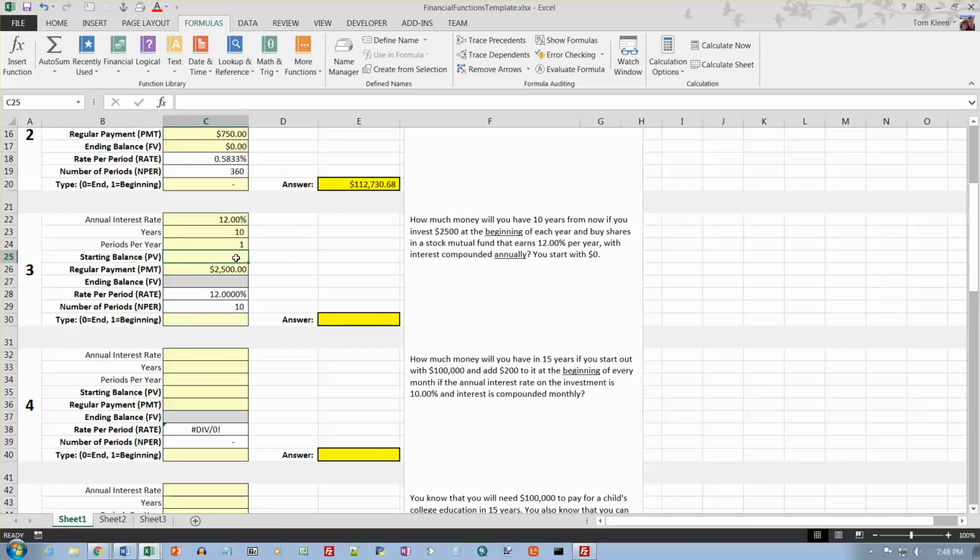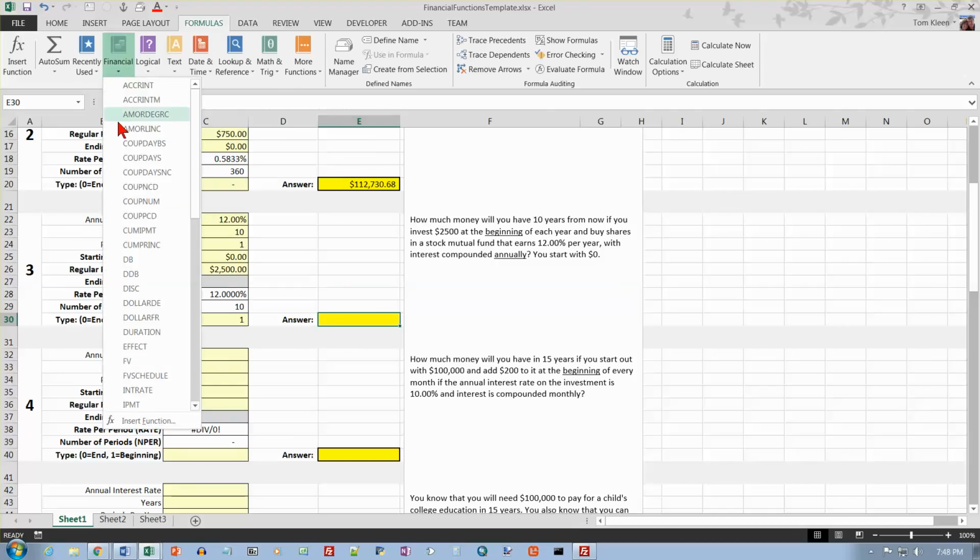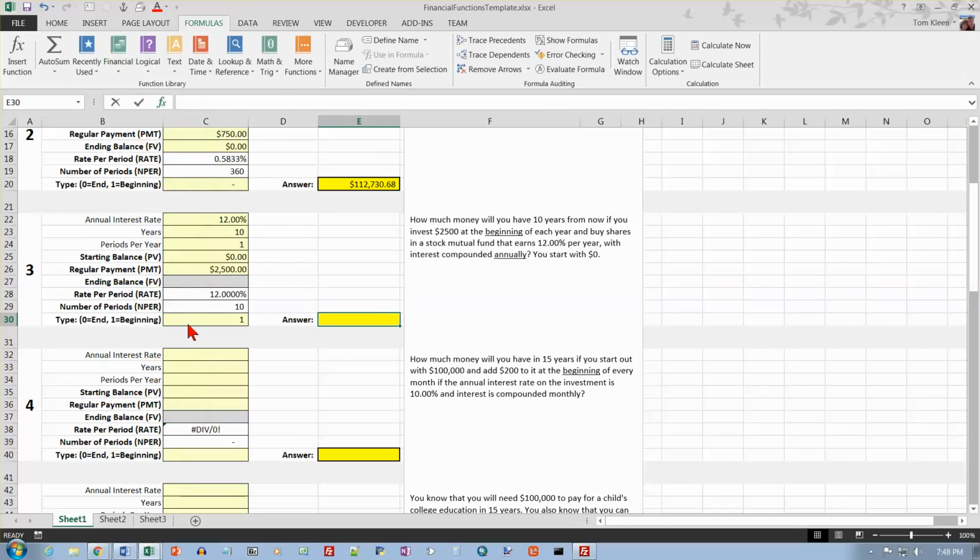The starting balance is we start with 0, so we need to put a 0 in there. And we are making our payments at the beginning of each year, so put a 1 in there. And now I want to find out what my ending balance is going to be. That's the future value function. So let's go up here and choose FV.